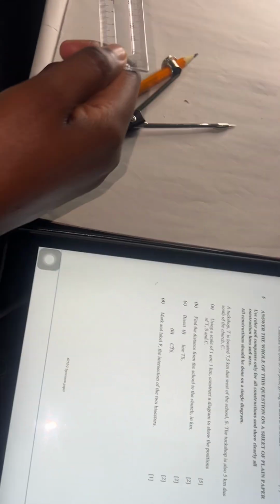Right, so when you're with construction, you need the following equipment. You need a compass, you need a rubber, you need a transparent ruler, you need a long transparent ruler or just a 30 centimeter long ruler. Right, and definitely a sharpener. Right, that's the equipment that you need. So let's solve the question.